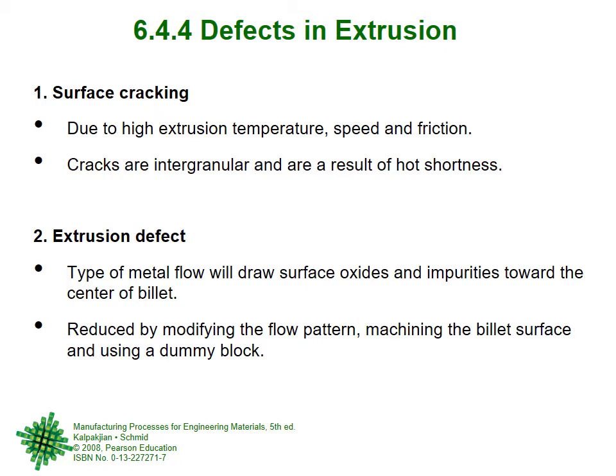The second type of extrusion defect is called extrusion defect. It is just the name. All defects are defects in extrusion, but this particular defect is called extrusion defect itself. The type of metal flow will draw surface oxides and impurities toward the center of the billet. This is very important to understand what they are saying.